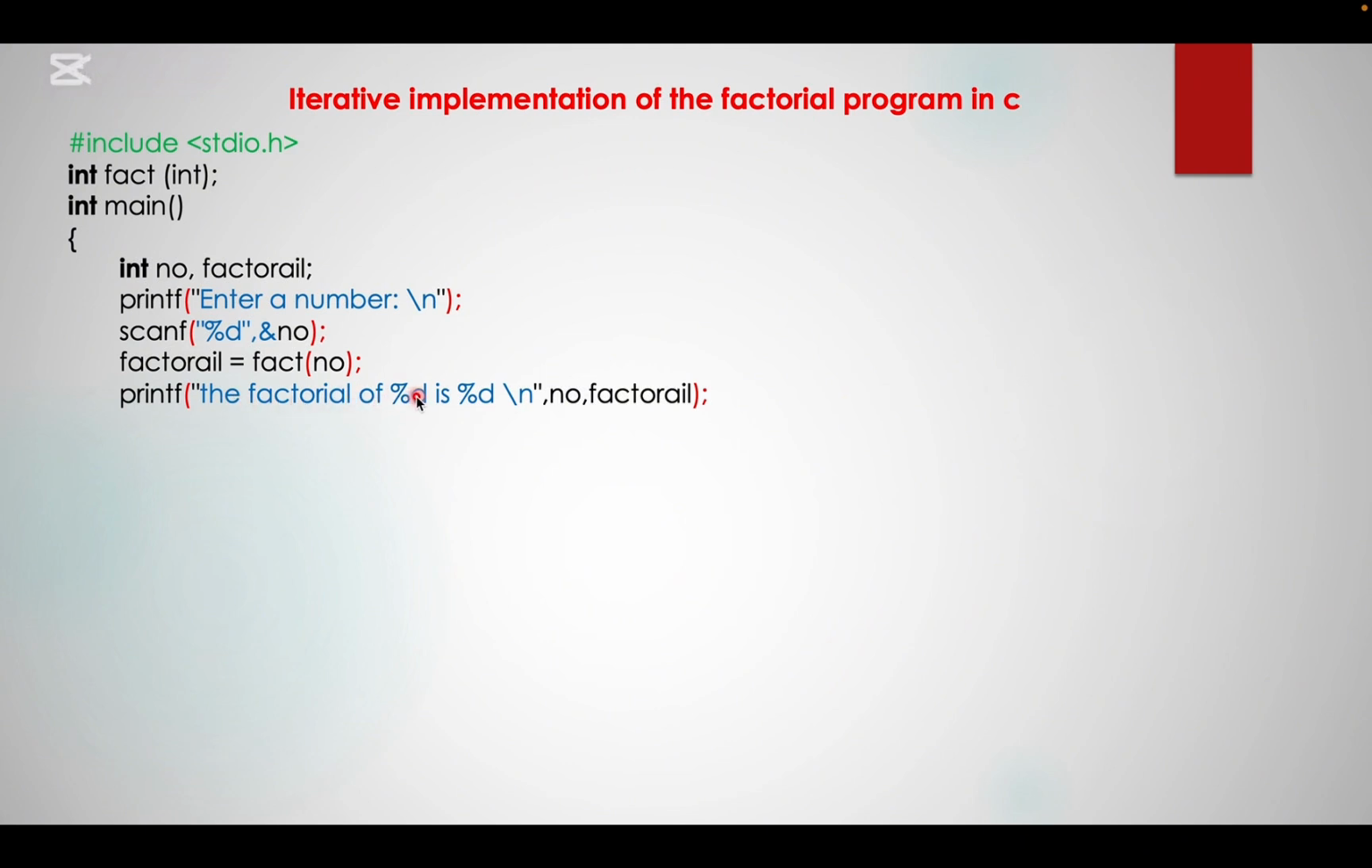The next thing is that we're going to print the factorial. The first percent d is a placeholder for the first integer, which is the variable number, which has 5 inside. The second percent d is the placeholder for the second variable, which is factorial. So in this case, the output is going to be the factorial of 5 is 120, because 120 will be the value kept in the variable called factorial. But that is that for the main function.